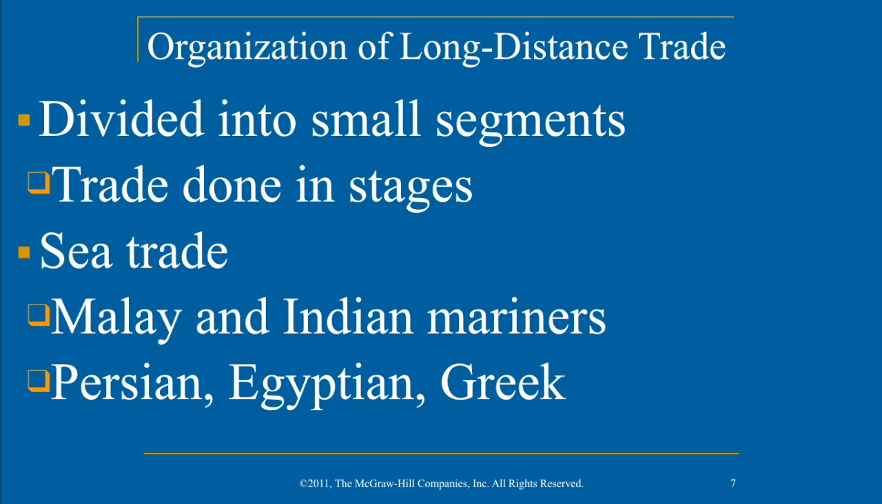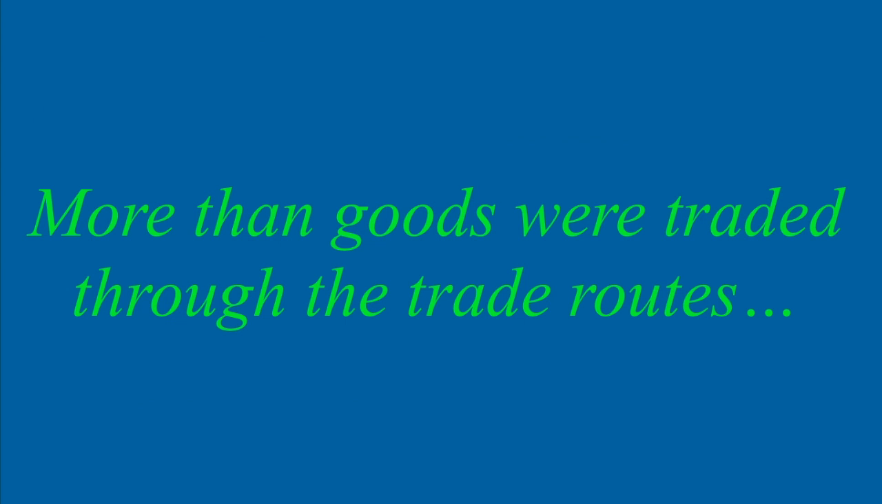Sea trade: the people who take over this section are Malay and Indian mariners, and also Persian, Egyptian, and Greek mariners during this time. Many of these groups had flirted with some oceanic interaction. Many of them used boats in their warfare, but they also became really skilled mariners, able to load up goods very quickly. You harness the monsoon winds, in the example of the Indians, and are able to move those goods very quickly and very efficiently.